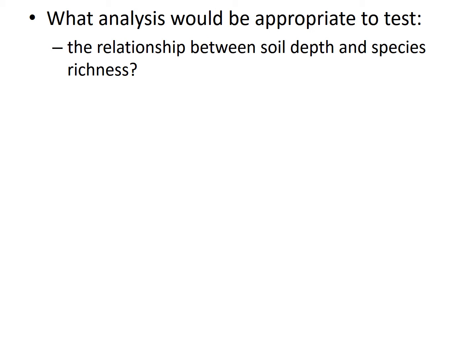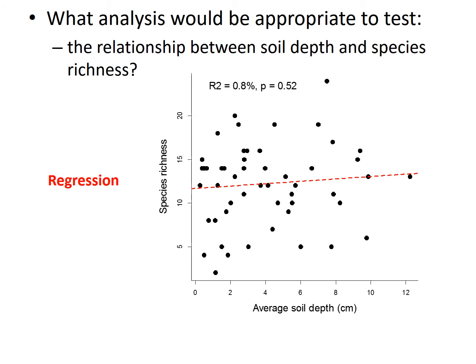Well, because both those variables are continuous variables and because we expect soil depth to influence species richness, not the other way around, I think we could say that regression would be the right analysis tool, and we could visualize the data as a scatter plot with species richness on the y-axis and soil depth on the x-axis.